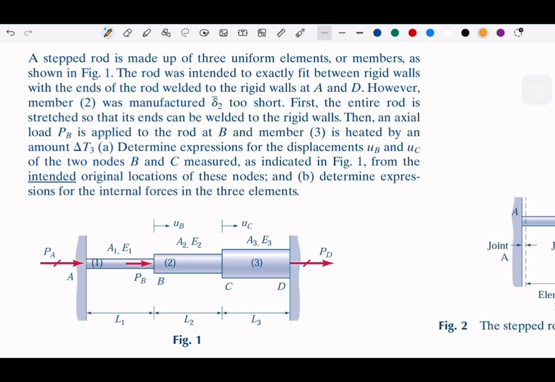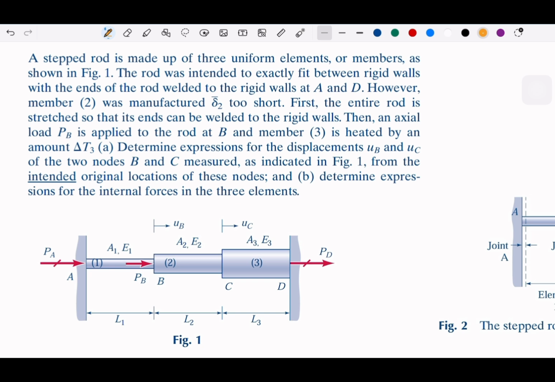And member 3 is heated. So there is some temperature here, which will affect the length. It's heated by an amount delta T3, which means this is going to be extended by the temperature effect. And then the question is: determine expressions for the displacements UB and UC of the nodes B and C, as indicated in this figure, from the intended original location of the nodes, and determine expressions for the internal forces in the 3 elements. So internal forces in element 1, element 2, and element 3.